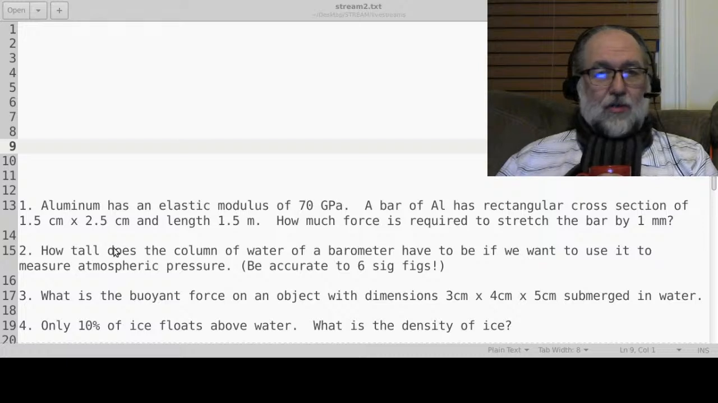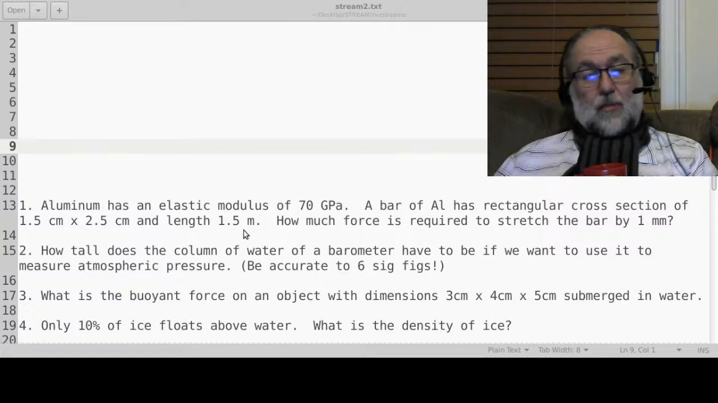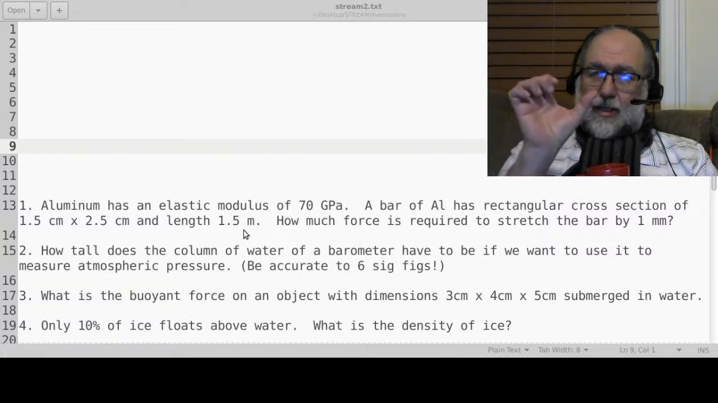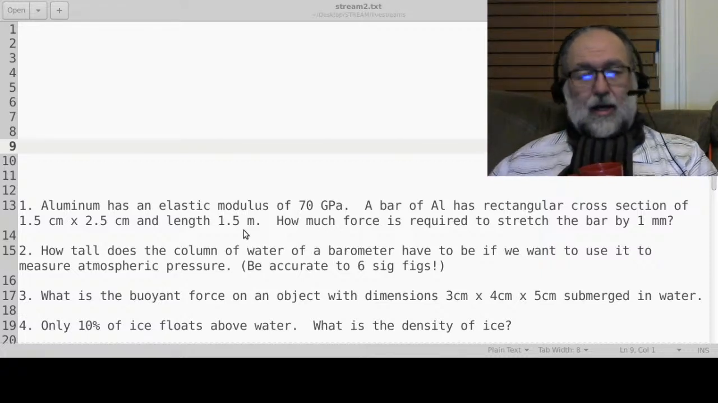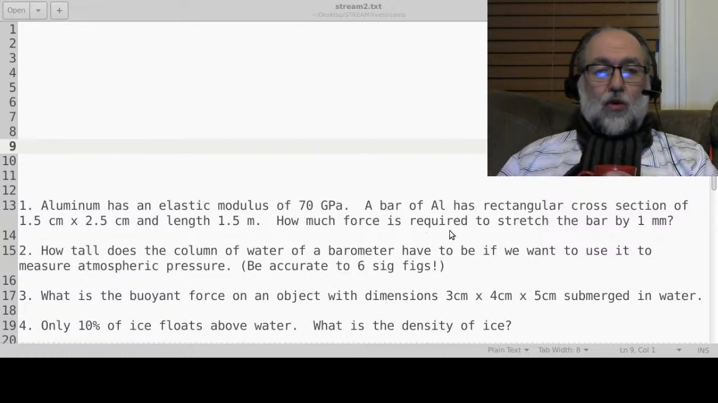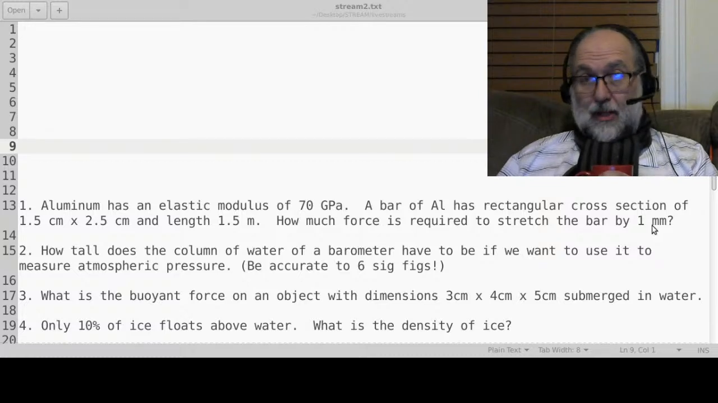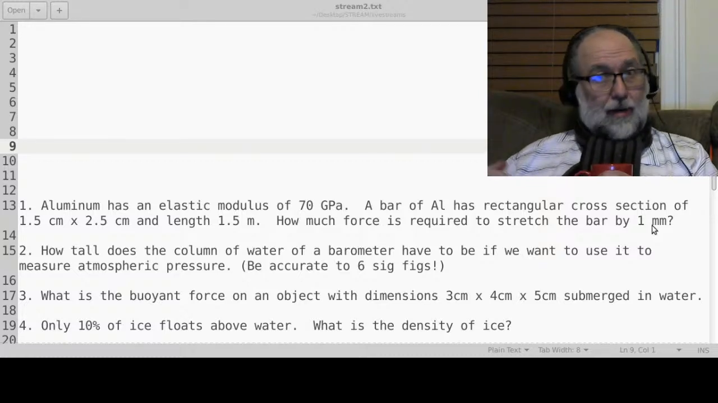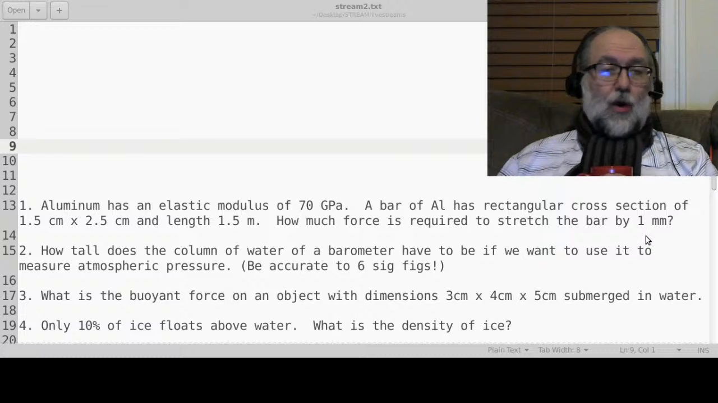Let's take a look at the first question. Aluminum has an elastic modulus of 70 gigapascals, and a bar of aluminum has a rectangular cross-sectional area of 1.5 centimeters by 2.5 centimeters, and a length of 1.5 meters. So you should be picturing a rectangular cross-section, but a meter and a half long. I ask how much force is required to stretch the bar by 1 millimeter. We're not going to stretch it a lot, but it is a metal, aluminum, so it is going to require quite a bit of force.